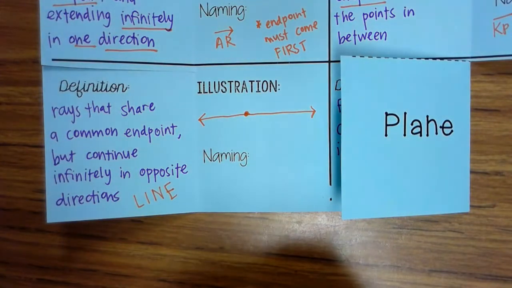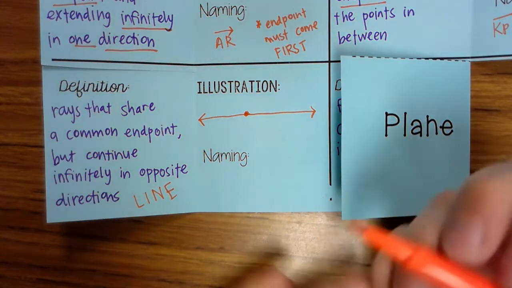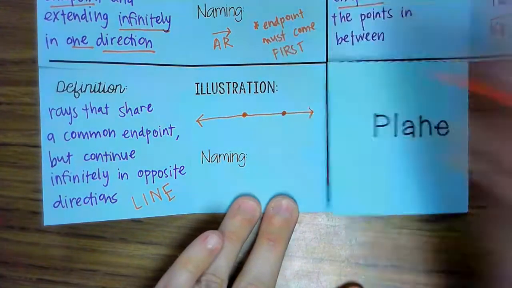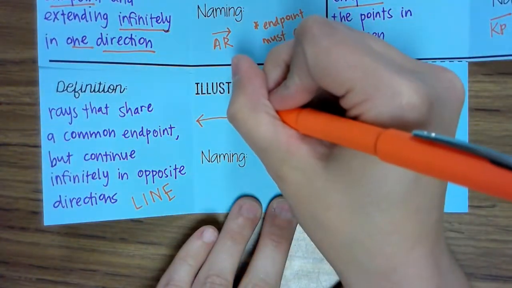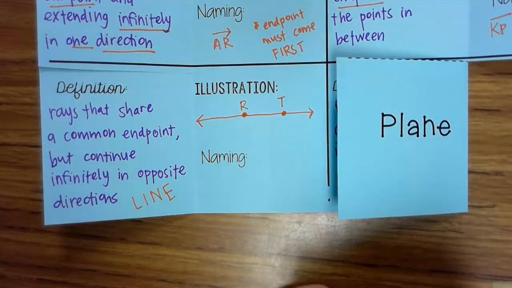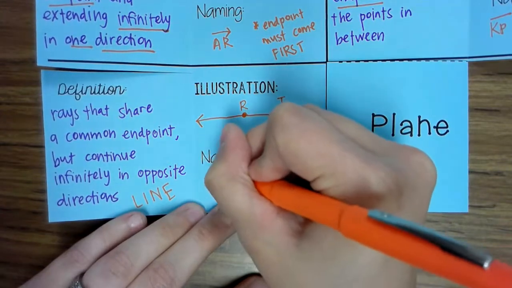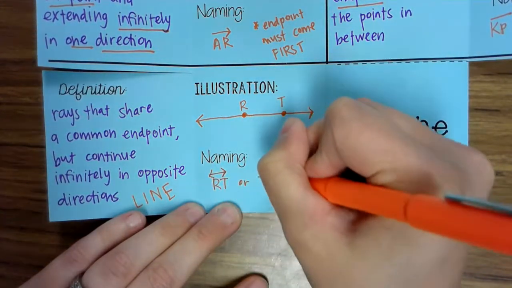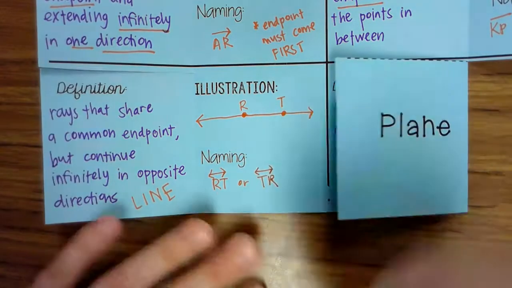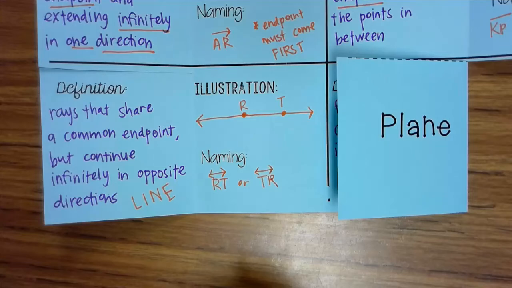So we know already from when we named a line that to name a line you just need 2 points. And so I am going to add another point on here, and we'll label them. Let's do R and T, and then we'll name this line. So we can name this line RT or TR. Notice I put my arrows on my symbol when I named it because this one is a line. It does extend infinitely.